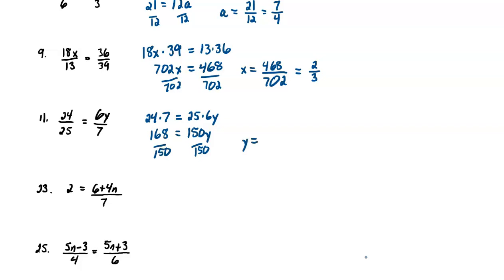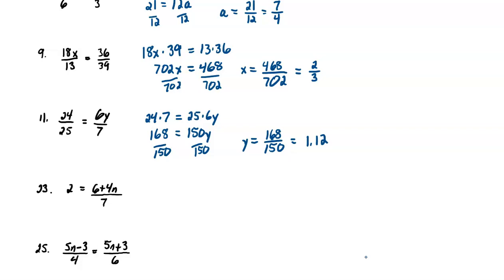Y is equal to whatever 168 over 150 makes. You can reduce that with the fraction button, or you could just type it in using division, and your calculator will either give you a mixed number or a decimal. I'm going to type this one in using division. 168 divided by 150. That's 1.12.